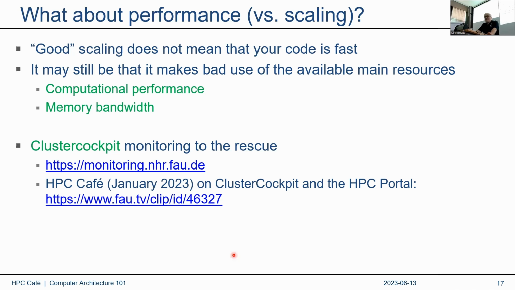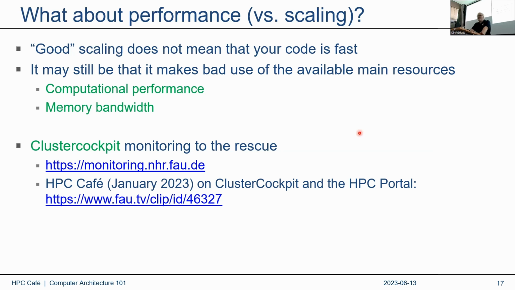So it may still be that you make bad use of the standard resources of a computer, and the two standard resources on a CPU chip are computational performance, how fast can I compute, flops, and memory bandwidth, because that's what you pay for. You pay for the cores, for the parallelism in the chip, and you pay for the memory bandwidth. That's the basic resources. Everything else is just epsilon.